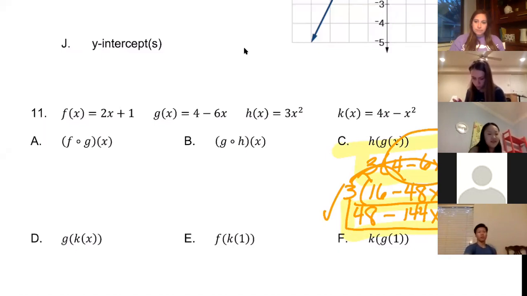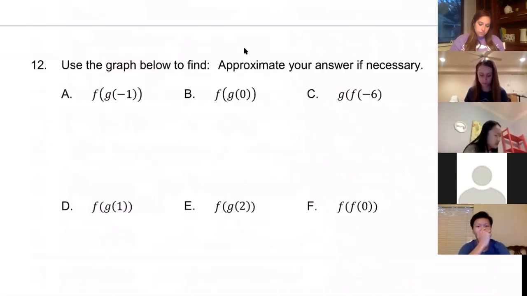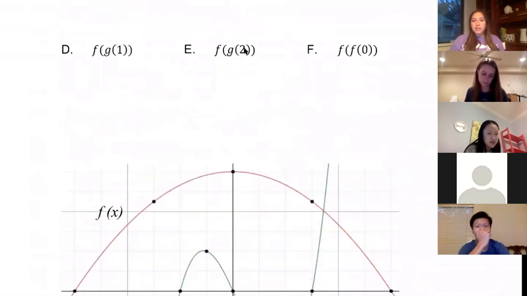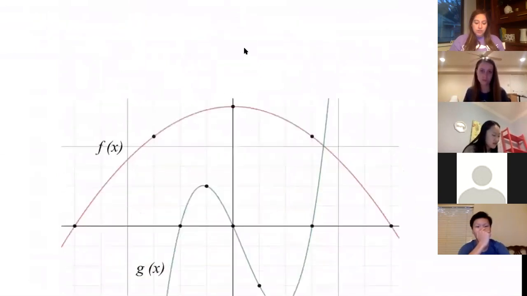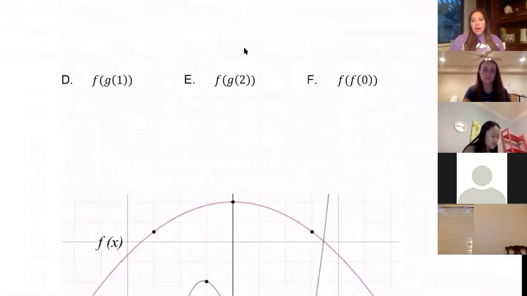And on the test, will you count it off if we put a different decimal for the graph, like number 12 on the review? No, I'll accept a range of answers. So I don't know which ones have decimals, but if I put 1.5 on the answer key and you put 1.4 or 1.3, that would be okay. I would accept a range of values.